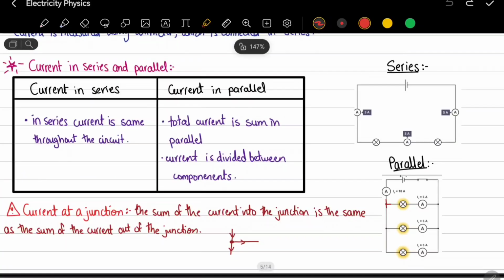Now discussing the difference between the current in series and the current in parallel. Current in series will always be the same throughout the circuit, but for the current in parallel, the total current is the sum of the currents in the parallel circuit.